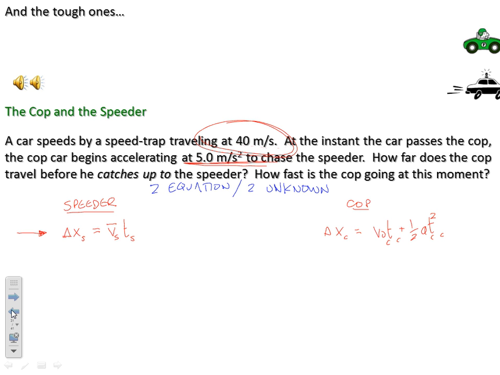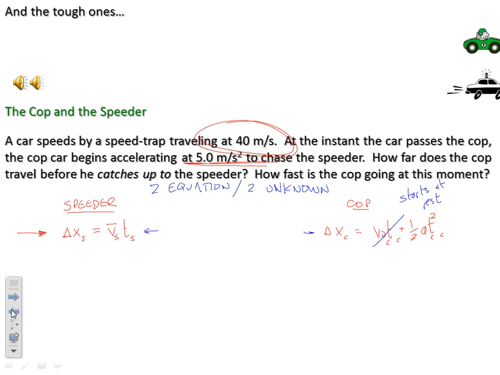The other thing I would say is this. That can be a real helpful thing for you, right? This cop starts at rest. It doesn't say that explicitly, but you have to assume that the cop is sitting there, you know, the old radar gun pointing out. So we have this expression for how far the cop goes, just 1/2 a t squared, and this expression for how far the speeder goes, v average times t.